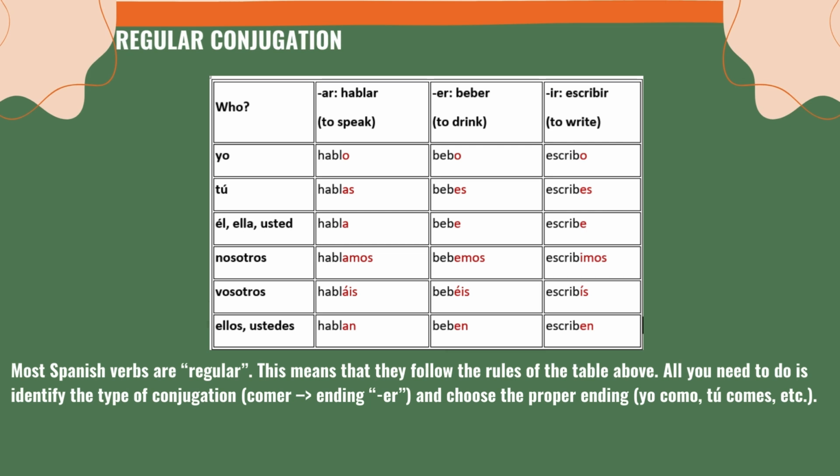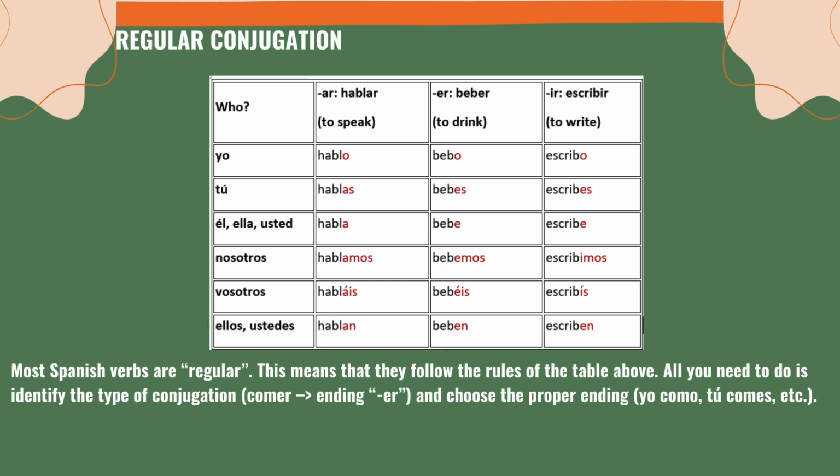Now, let's look at regular conjugation. It is a table showing how verbs ending in -ar, -er, and -ir are conjugated in the present tense. For example, let's take the verb hablar, which means to speak. For yo, which means I, we say hablo. For tú, which means you, informal, we say hablas. For él, ella, or usted, which means he, she, or you, formal, we say habla.